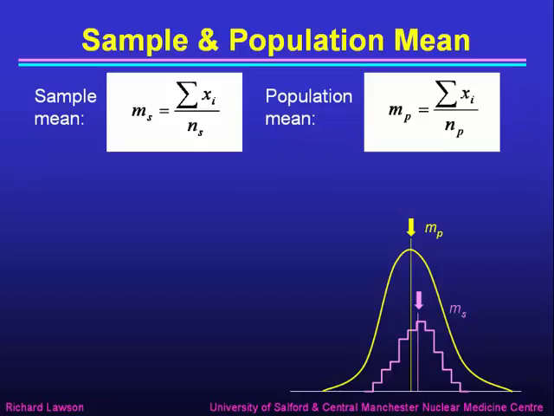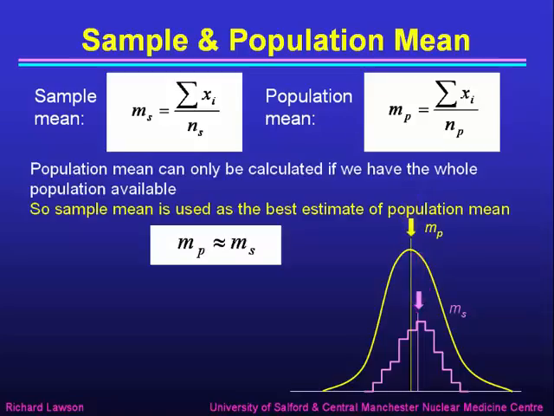Here are the formulae that we would use for the sample mean and the population mean. They both look exactly the same. They sum up all the measurements, and the sample mean divides by the number in the sample, and the population mean divides by the number in the population. Of course, there will be many more measurements in the population than in the sample, so we end up with slightly different results, as we've observed before. The population mean and the sample mean may be slightly different. The difference is what we call the sampling error.